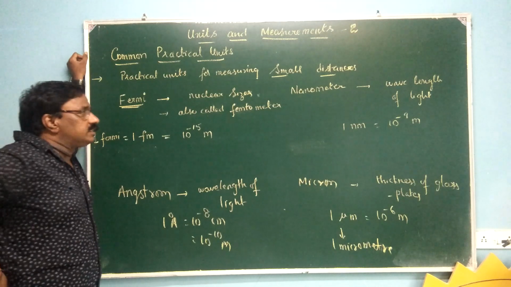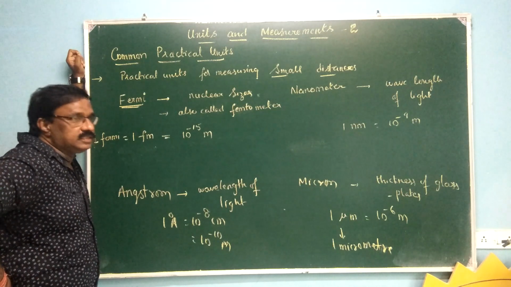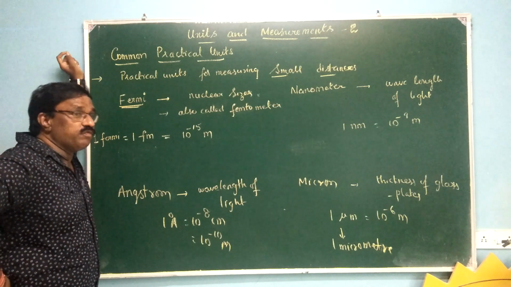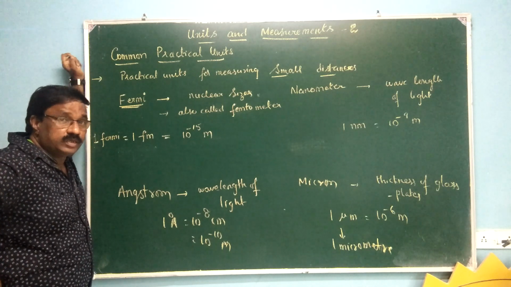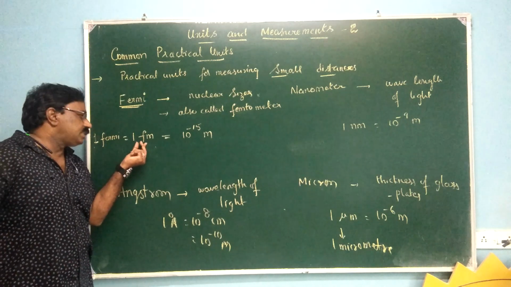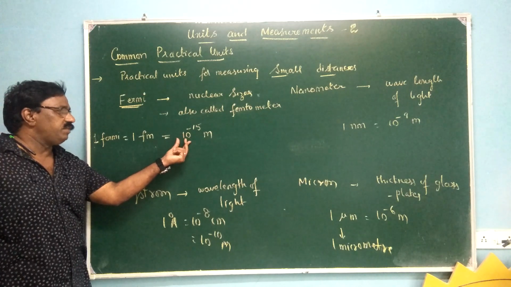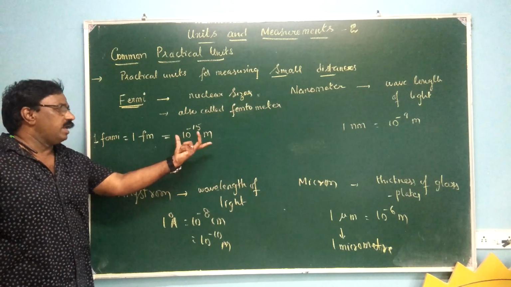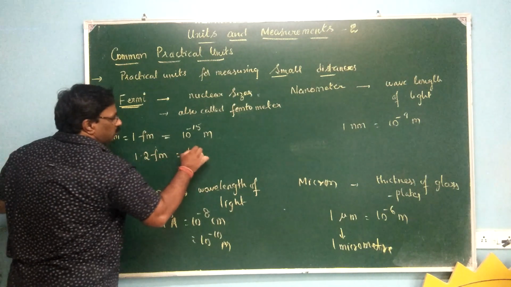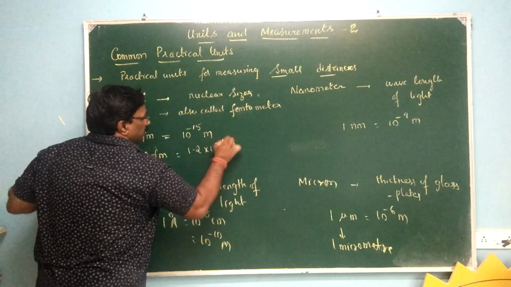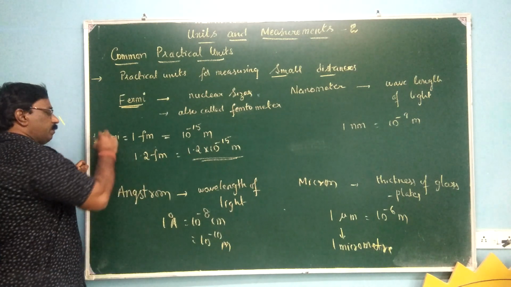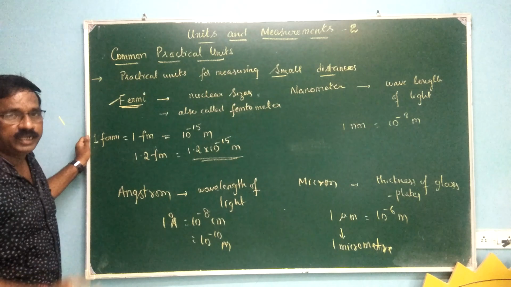This we use in nuclear sizes. To measure nuclear sizes or to give the nuclear size, generally we take the help of Fermi. Fermi is also called femtometer. Already we know what is femto, 10 power minus 15. So 1 Fermi equal to 1 fm. F stands for femto. Femto means 10 power minus 15. So wherever you got Fermi, it is equal to 10 power minus 15 meter. For example, you got 1.2 Fermi. It is equal to 1.2 into 10 power minus 15 meters. If you want to convert into SI, this is the way. So Fermi is very important. We use it to represent nuclear sizes.